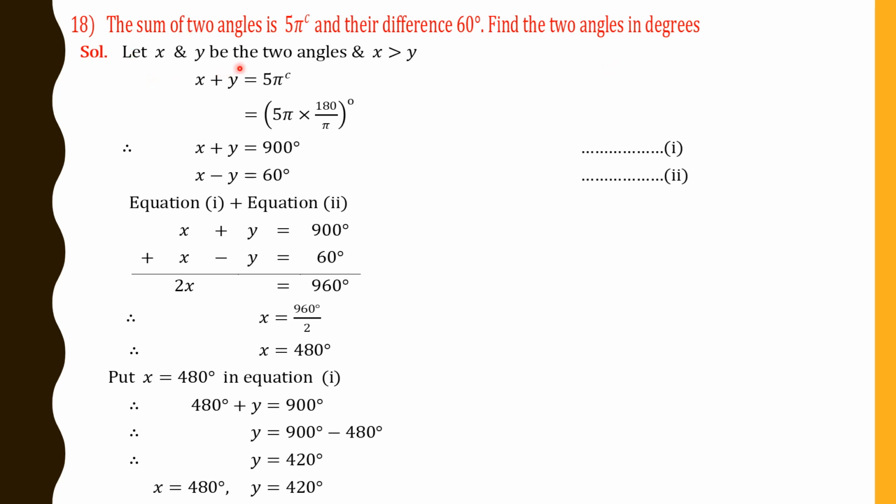Solution. Let x and y be two angles and suppose x is greater than y. Here is given the sum of two angles. Sum means addition.